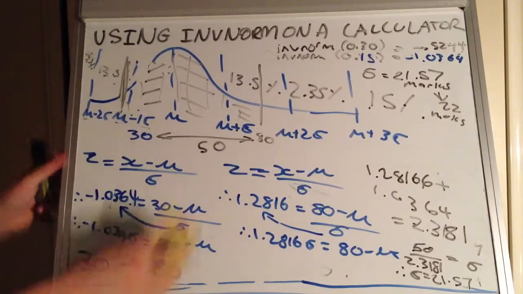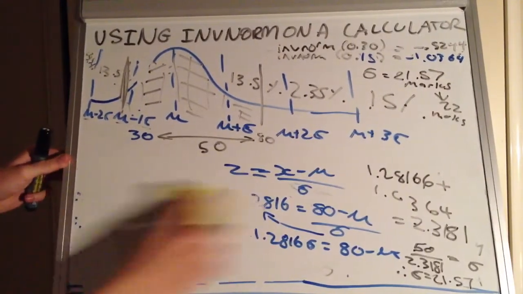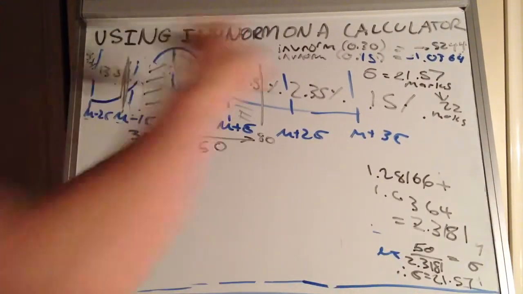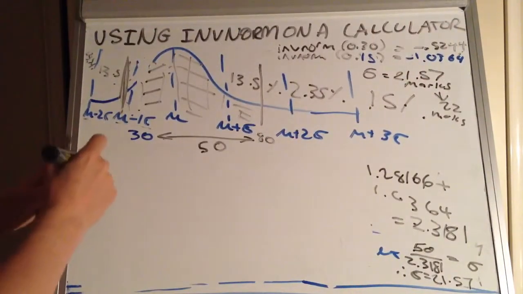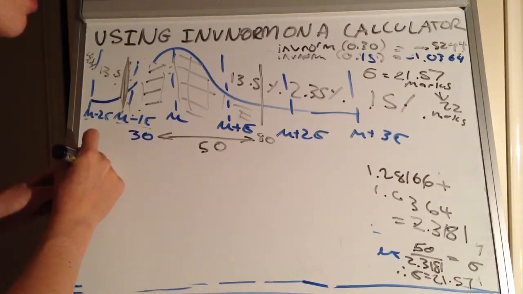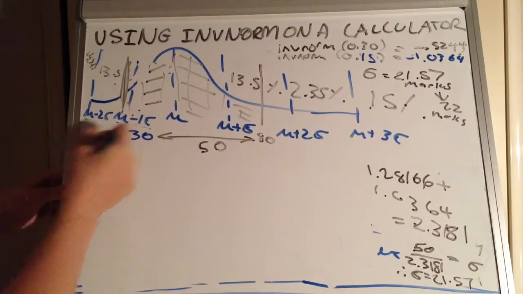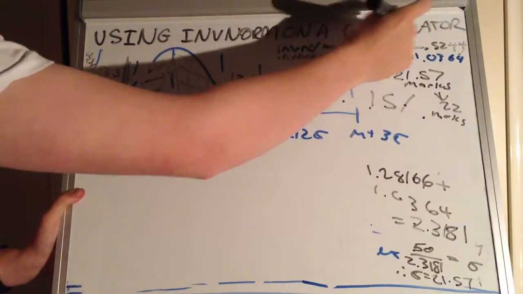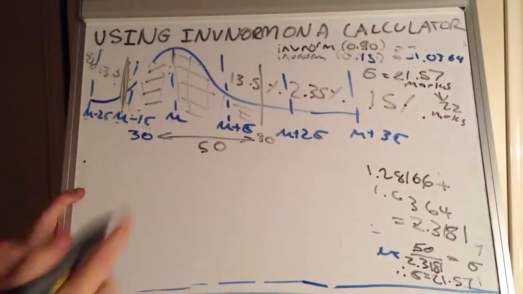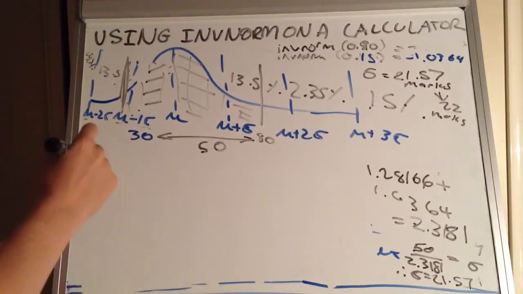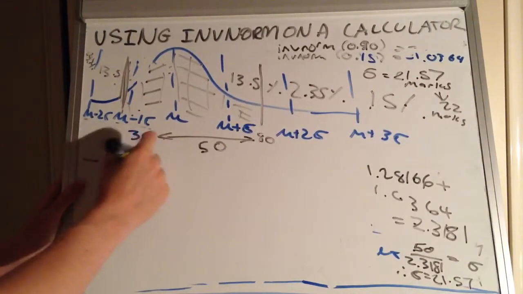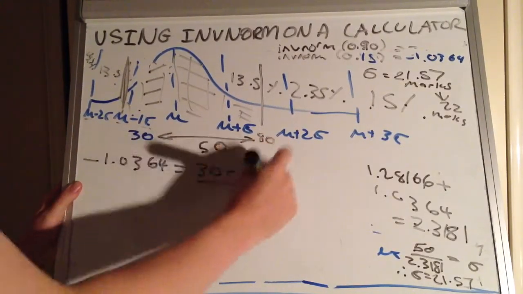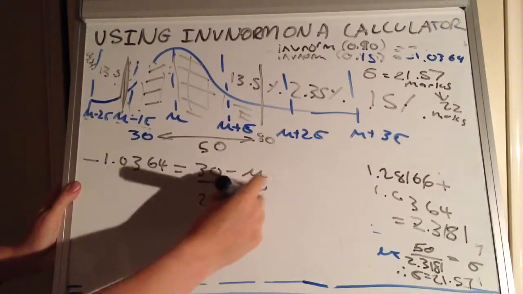Okay, so now I will rub this off, and I remember I got my values up here, so I use invnorm of 30. So invnorm of, in fact I should have changed the bottom line. I'll use the invnorm of 0.15, which is negative 1.0364, and that equals 30 take mu on the standard deviation we got, which is 21.57.